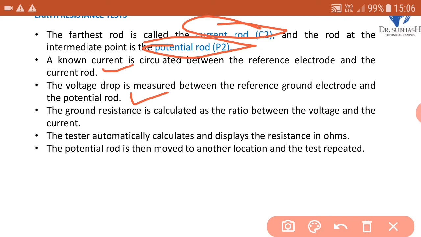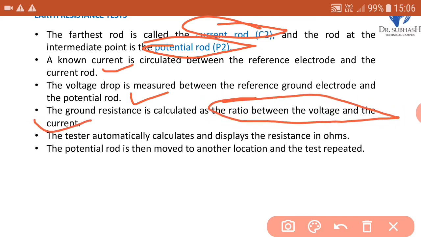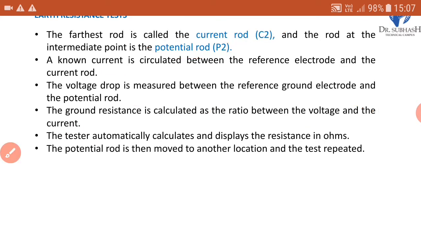The ground resistance is calculated as the ratio between the voltage and current, and it is nothing but Ohm's law. So we know that Ohm's law is V equals IR. The test automatically calculates and displays the resistance in ohms. The potential rod is then moved to another location and the test is repeated. So we have to do this test for different locations.